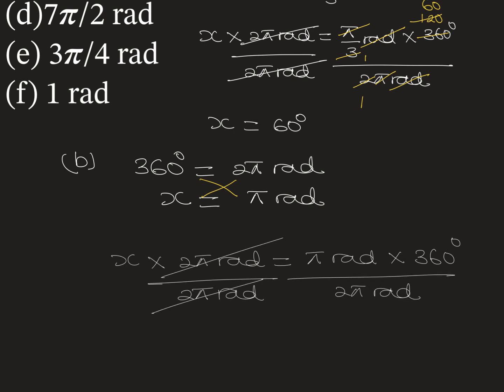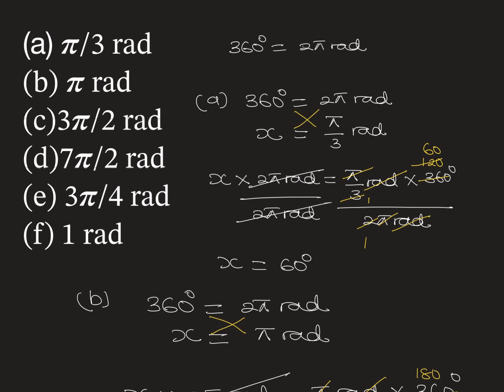So 2 pi radians cancels 2 pi radians. Pi will cancel pi. Radian will cancel radian. So we are left with 360 degrees divided by 2. So 2 goes once into 360. That will give you 180. So it means the answer is going to be 180 degrees. Okay? So x is equal to 180 degrees, meaning that pi radians is equal to 180 degrees.